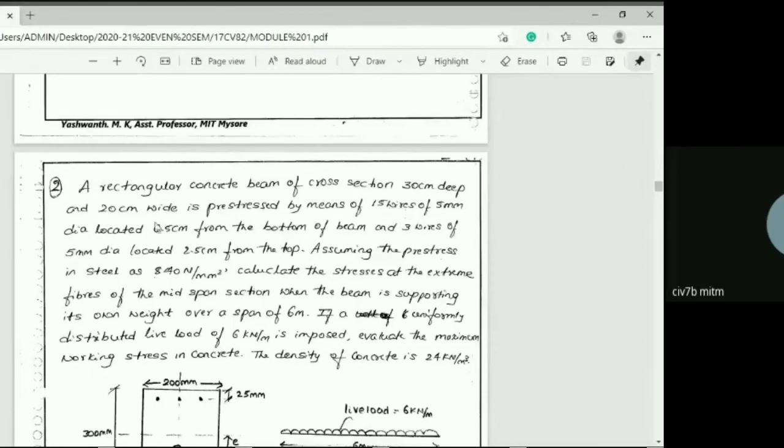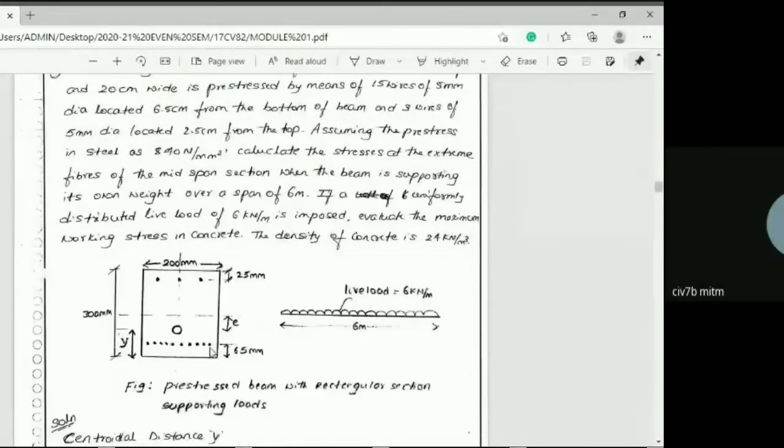So totally 15 numbers of wires are located 6.5 centimeter or 65 millimeter from the bottom of the beam. Apart from this, 3 more wires of 5 mm dia are located 2.5 centimeter or 25 millimeter from the top. Assume the pre-stress in the steel.